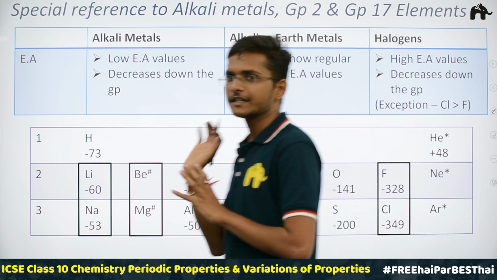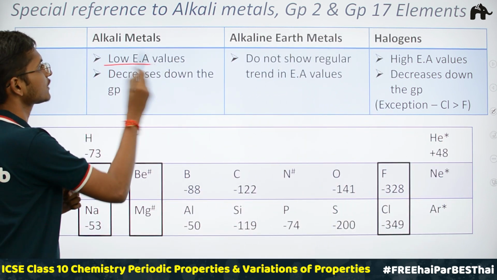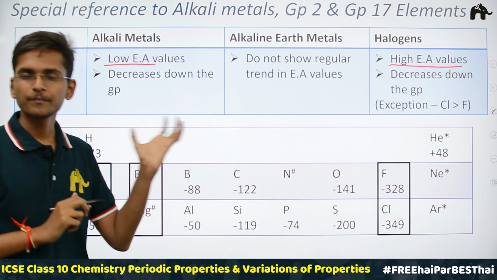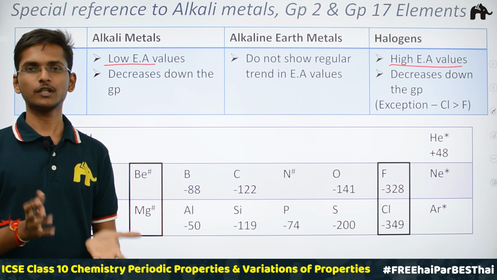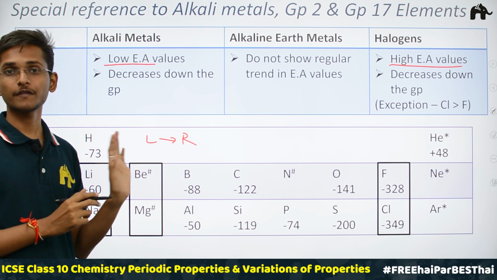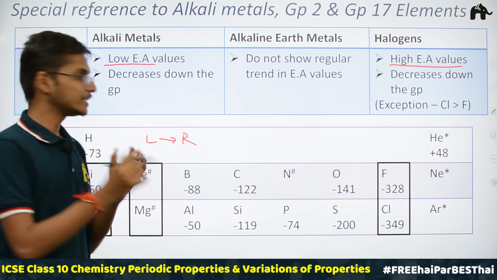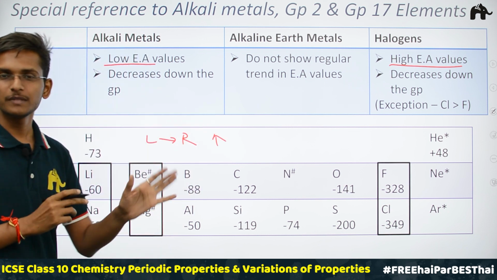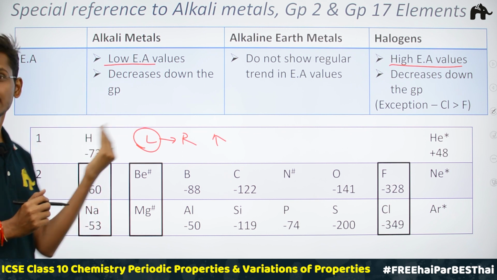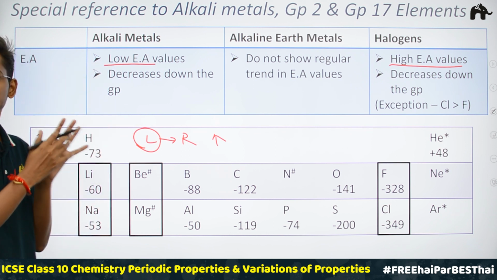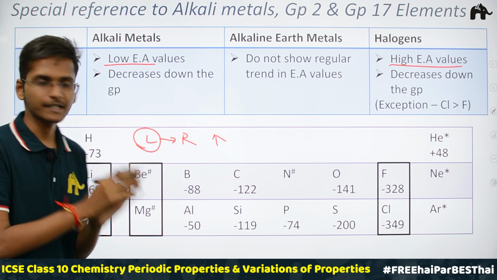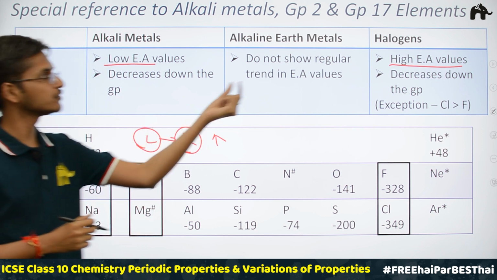Next is electron affinity. So alkali metals show low electron affinity values, halogens show high electron affinity values. Now how can you remember this? Just try to remember the trend of electron affinity when we move across the period from left to right. So what happens to the electron affinity? We have studied that the electron affinity values increase. So this means that to the extreme left, the electron affinity values would be low. Now alkali metals are present to the extreme left, so therefore they have low electron affinity values. That's it. So in this way you can remember the things. Halogens are almost towards the extreme right, so therefore they would show high electron affinity values, right?